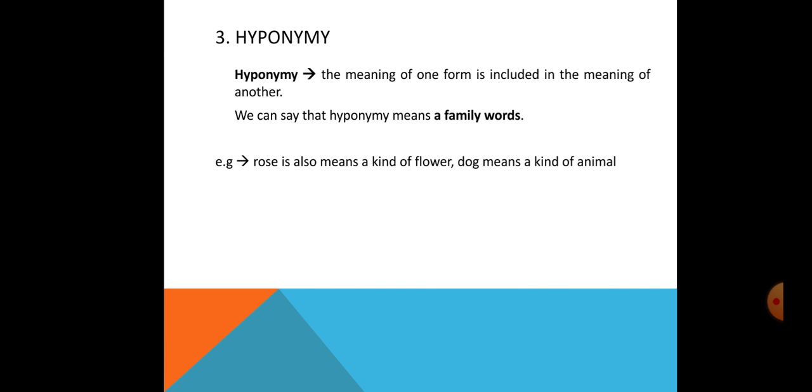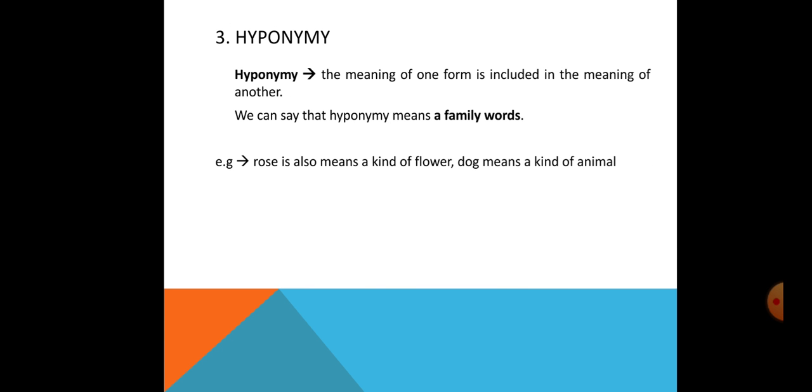All right, the third one, you have hyponymy. Hyponym is when the meaning of one form is included in the meaning of another. We can say that hyponym means family words. For example, rose also means a kind of flower. Dog means a kind of animal. So when you say rose, it also means flower. So hyponym means a family word.